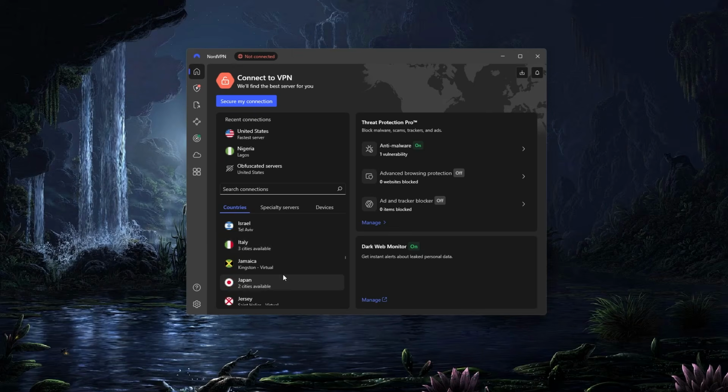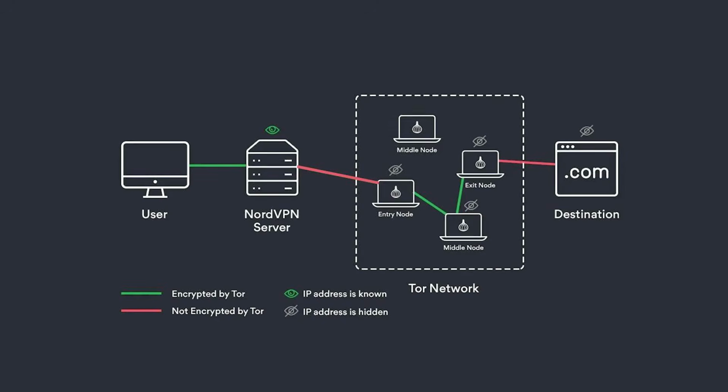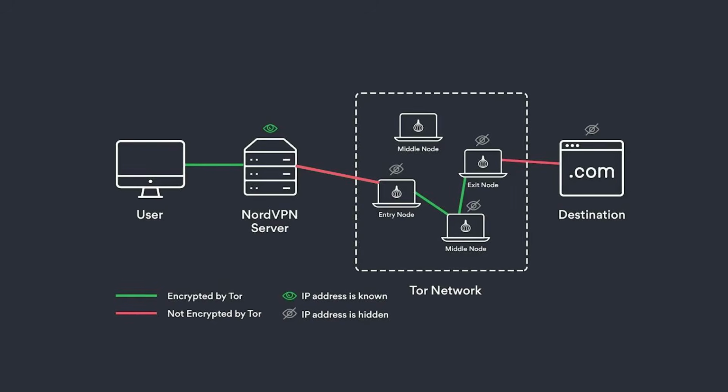Something else that makes NordVPN stand out is the variety of specialty servers you can use depending on what you're doing online. So if you need access to the dark web but don't want to install the Tor browser, there's an Onion over VPN option. This routes your traffic through the Tor network automatically, which adds another layer of privacy without you needing to configure anything extra.